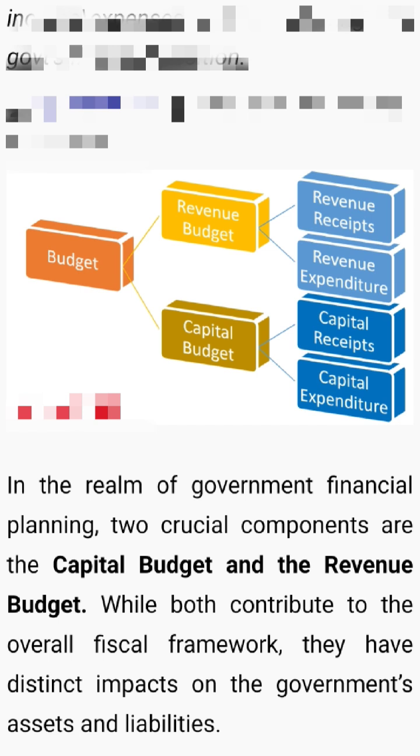Example, imagine your family earns 50,000 a month. You spend 40,000 on rent, groceries and school fees. This is like the revenue account, monthly income and expenses.